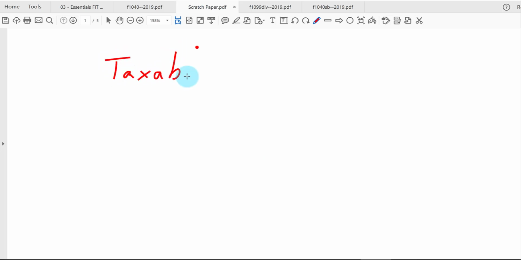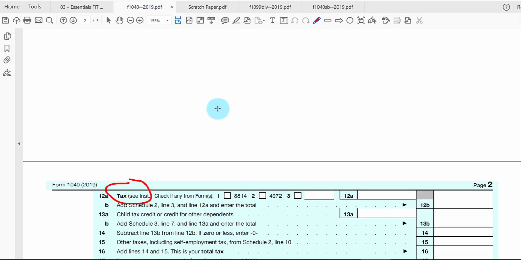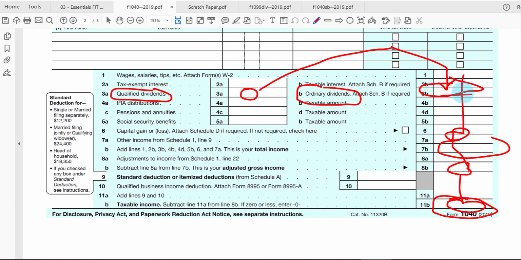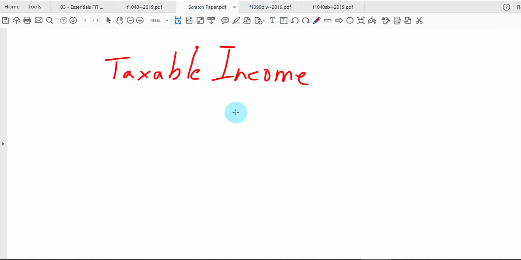Again, that's the number at the bottom of the front page. Let's do that just to remind ourselves. So here's the 1040 form, and here's taxable income at the very bottom. Included in that taxable income are ordinary dividends, including the qualified dividends. Okay, so our starting point in this calculation for taxing dividends is to start off with taxable income.